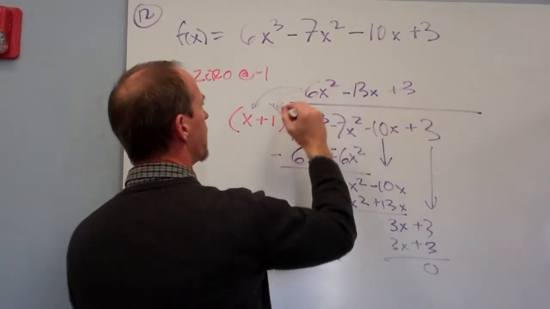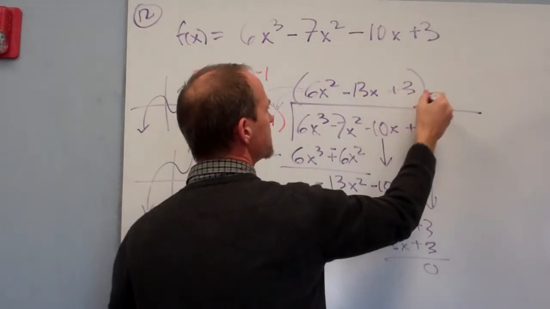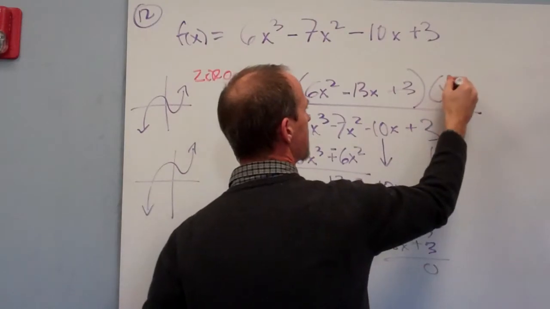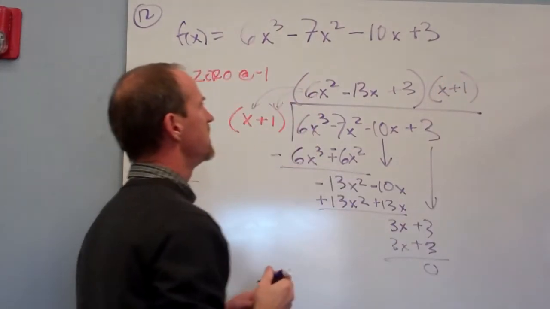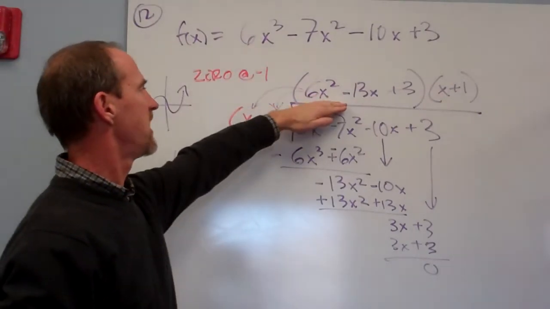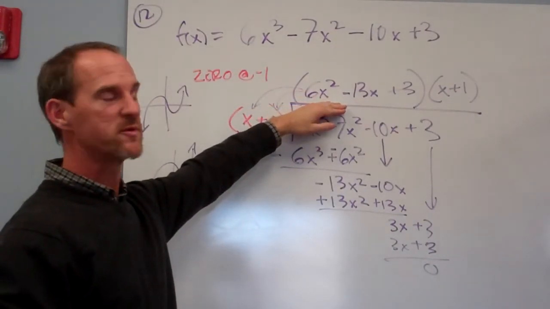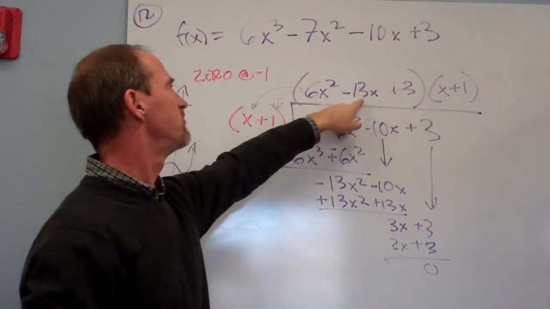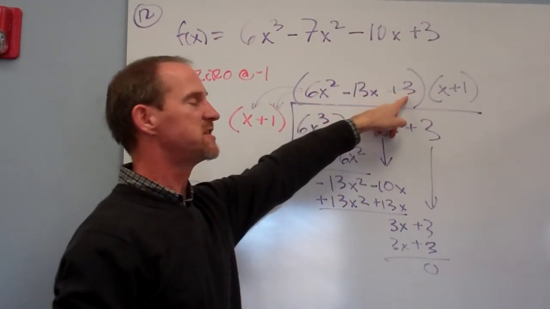So I can now write this in factored form. This times this factor, x plus 1, is what this polynomial will be when I take that out. This now I can put into my quadratic formula. A is 6, B is -13, and C is +3.